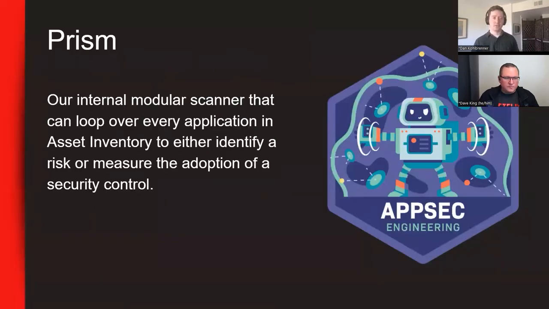For this, we use a second tool called Prism. Prism is our internal modular scanner that loops over every single application in our ecosystem, or at least the ones that Asset Inventory knows about, to either identify a risk or to measure the adoption of a security control.